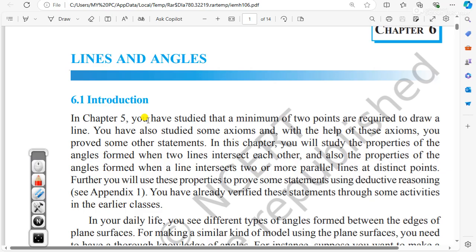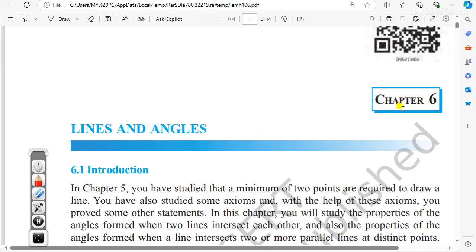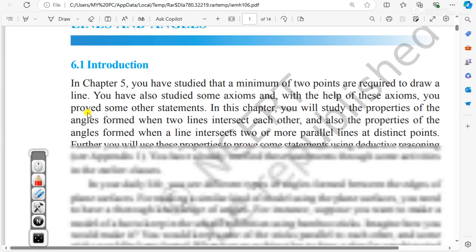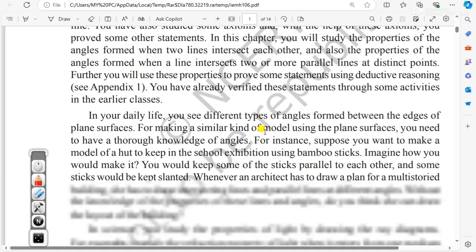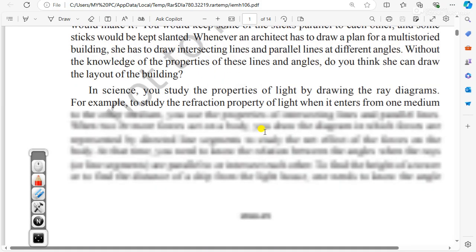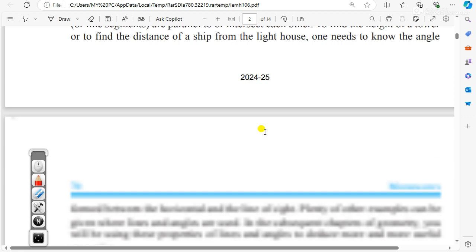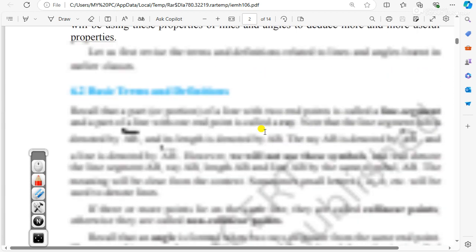Hello everyone. Today we shall start chapter number 6. This is introduction and this is lines and angles. In the introduction chapter you can see that in chapter 5 we have studied that a minimum of 2 points are required to draw a line. We know all these things. Now we are going to the special topics regarding this one.